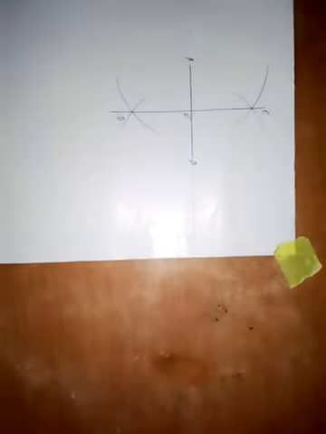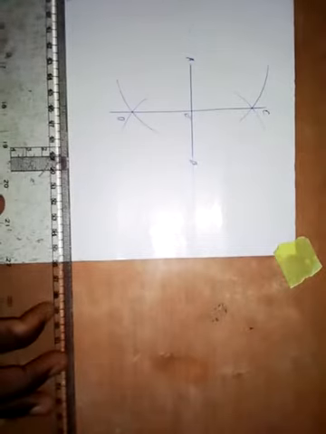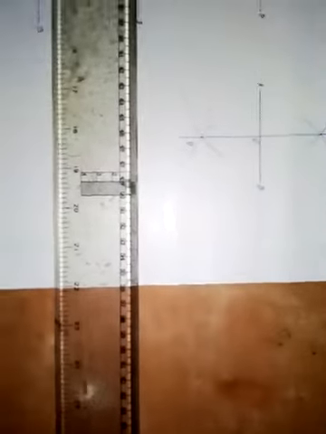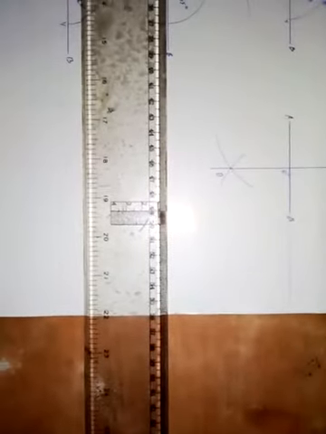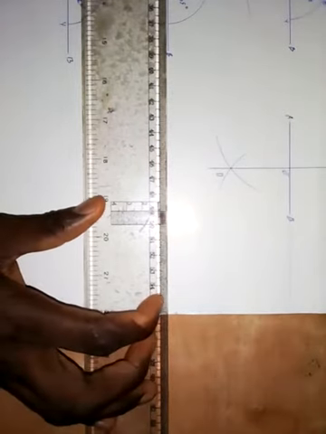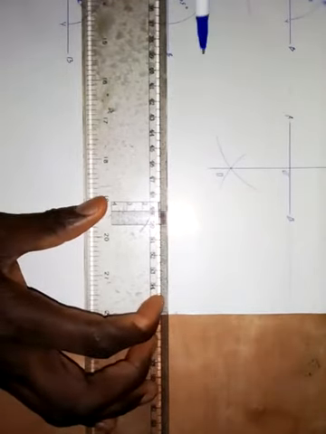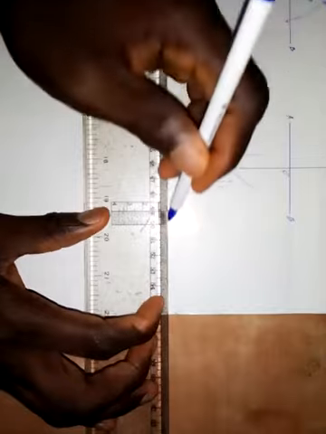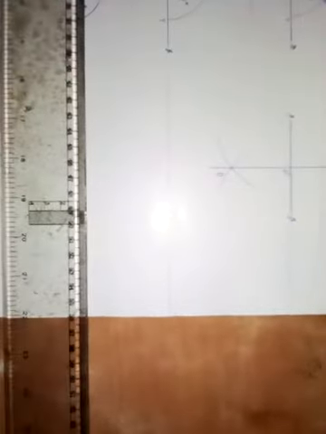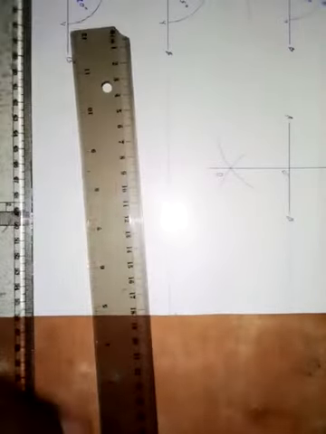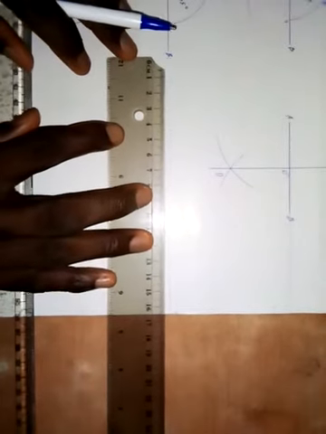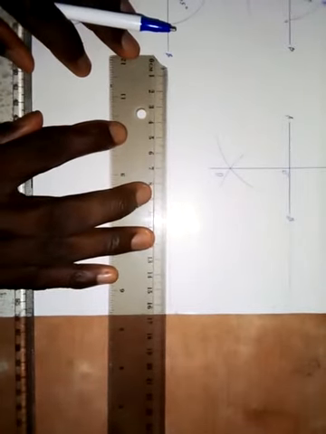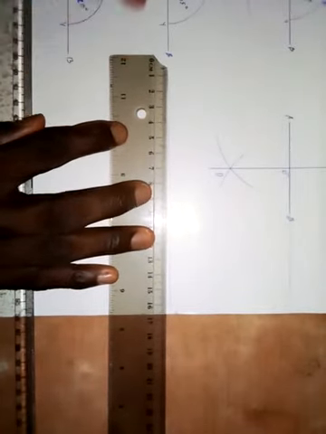So the next thing I want to show you is how to divide a line into a number of equal parts. How to divide a given line into a number of equal parts. So let's say the length of the line that you want to divide into a number of equal parts is 70 mm.